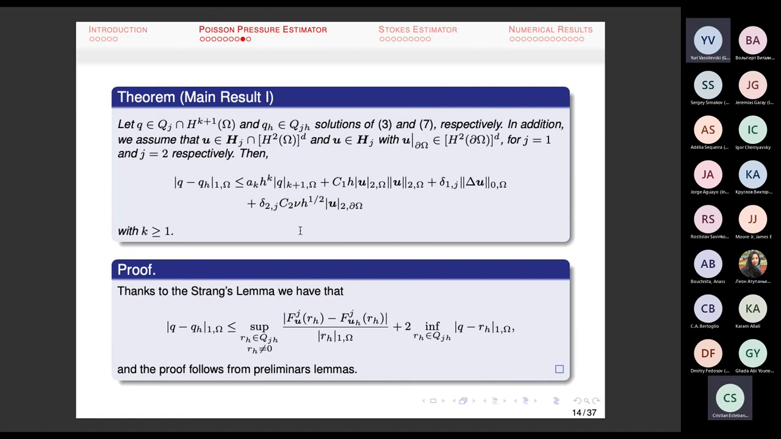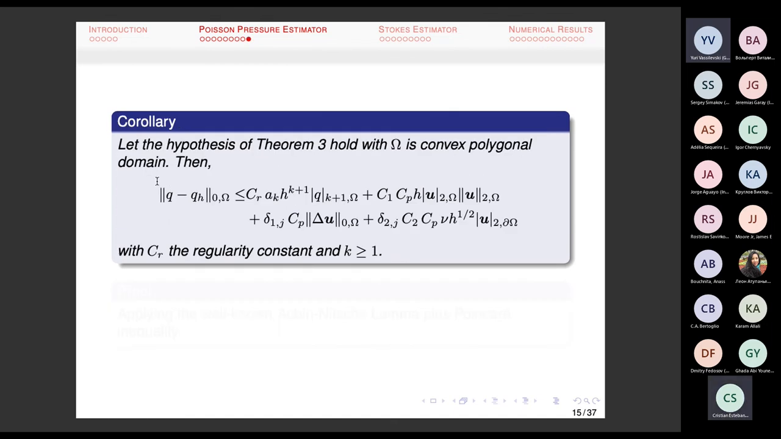So for the proof, we can apply the classical Strang's lemma, and also the preliminary lemmas. Okay. As a corollary of the main result, there is a result to estimate the error in the L2 norm, with the difference that here we have one order more for the pressure. Then the next is the same, with some variation between the constants.